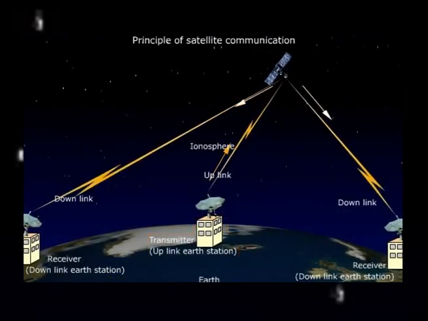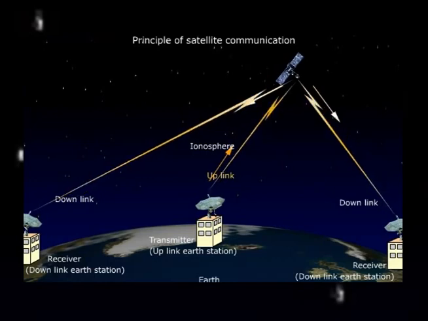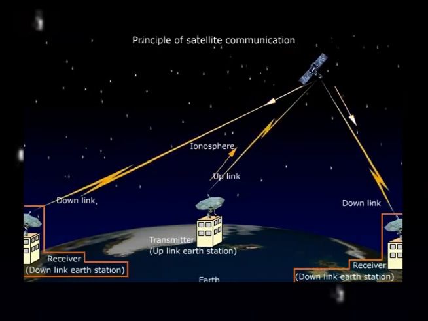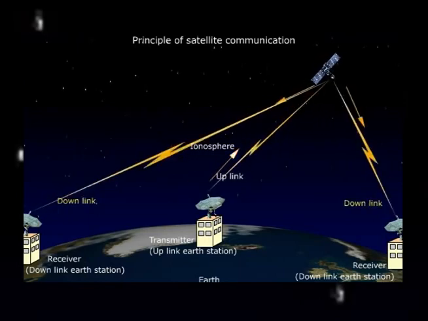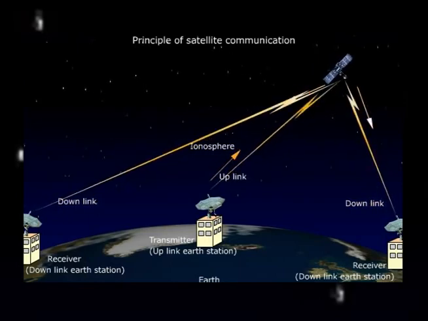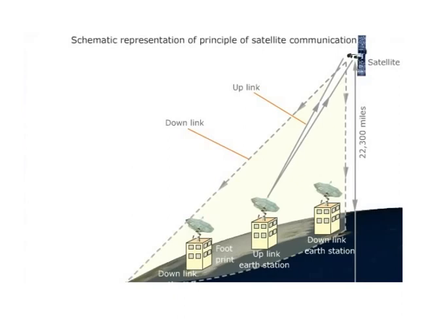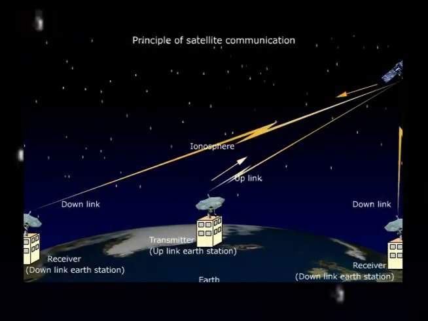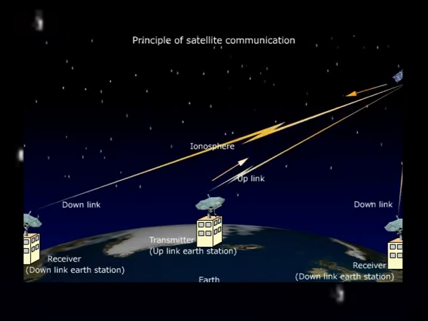The transmission system from the Earth to the satellite is called the uplink, and the transmission system from the satellite to the Earth station is called the downlink. This is a schematic representation of the principle of satellite communication. To avoid confusion, the uplink and downlink frequencies are kept different.